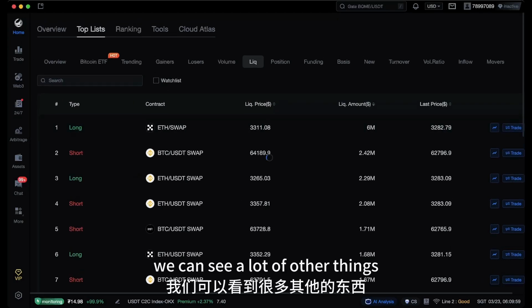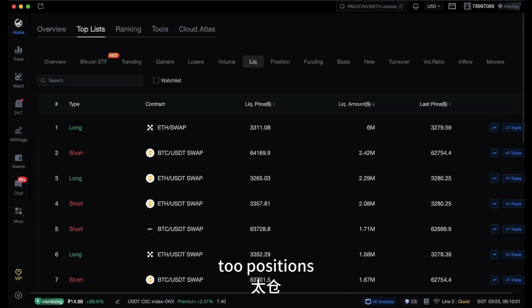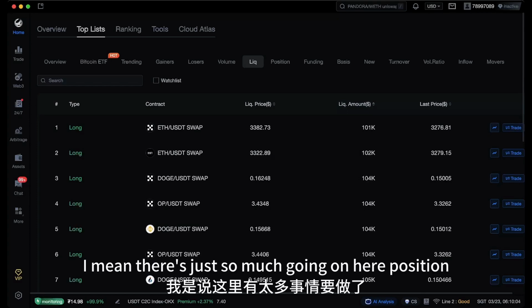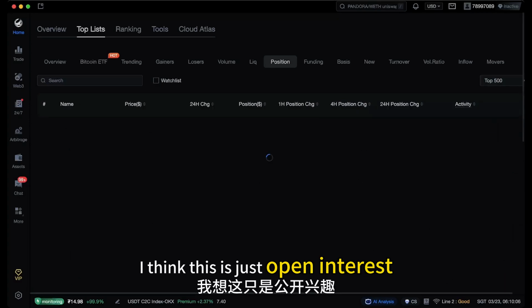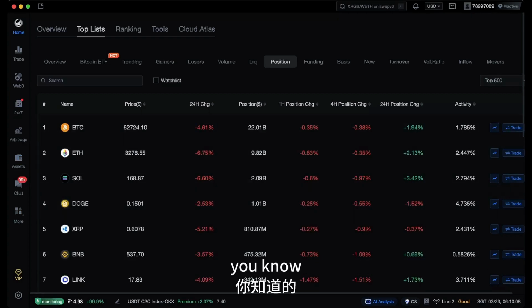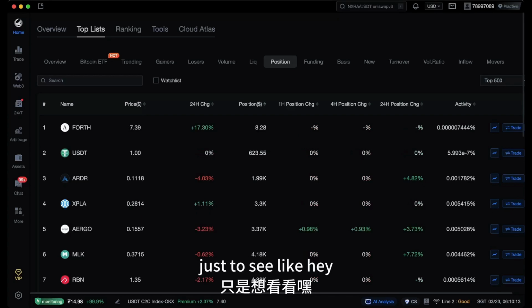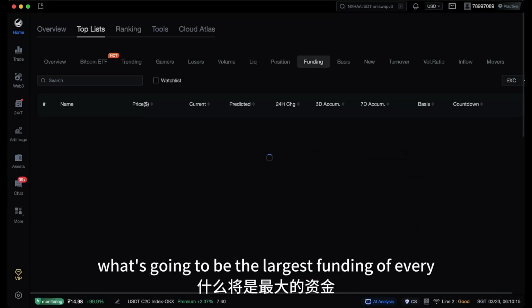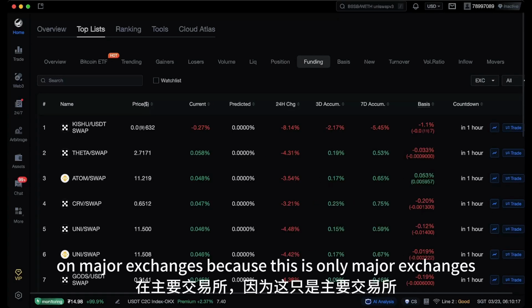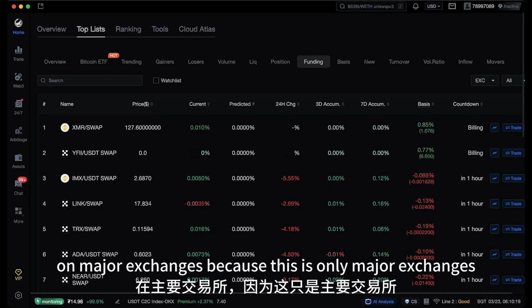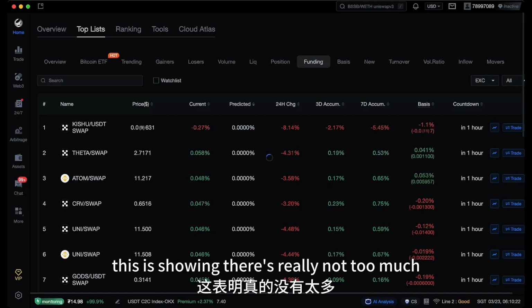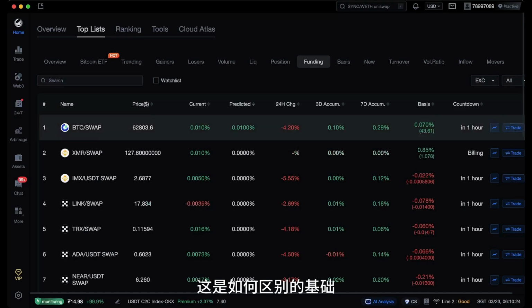You can see liquidation amount, which is really helpful to see where people are going to be liquidated. We can see a lot of other things too. Positions, I mean, there's just so much going on here. Position, I think this is just open interest. Pretty sure it's just open interest. We can also see funding, just to see what's going to be the largest funding of every single coin on major exchanges? Because this is only major exchanges.